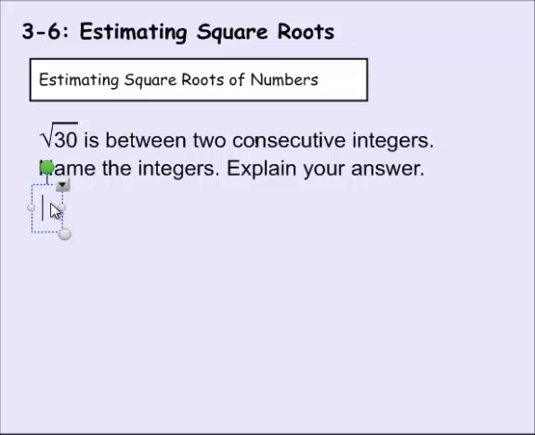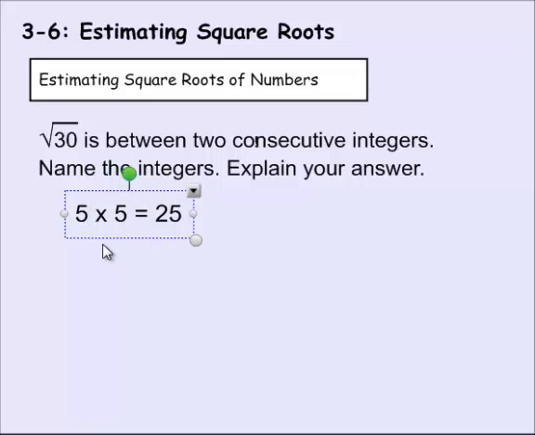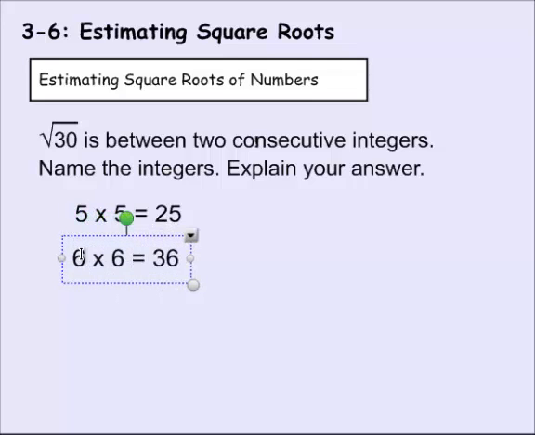Well, we know 2 times 2 is 4, 3 times 3 is 9, 4 times 4 is 16, 5 times 5 is 25, and 6 times 6 is 36. So the one below 30 would be 5 times 5, which equals 25. Then we need one above it, and that would be 6 times 6. So 30 is somewhere between 25 and 36, which are the squares of 5 and 6. So I know that the square root of 30 is somewhere between 5 and 6.